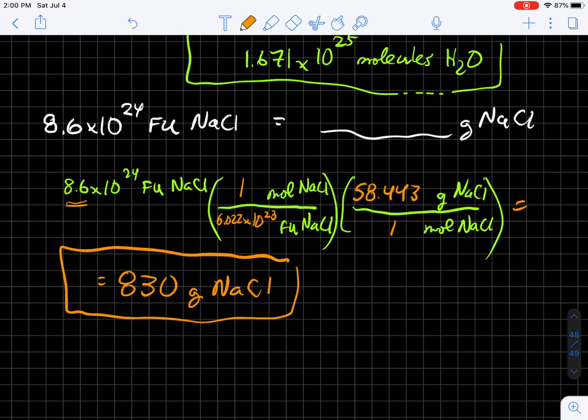Number with correct sig figs, unit, and label. And that's all there is to it. Please do not overcomplicate it. The key to this is understanding your technique. So again, go back and look at that video from chapter 2.81 on conversions.